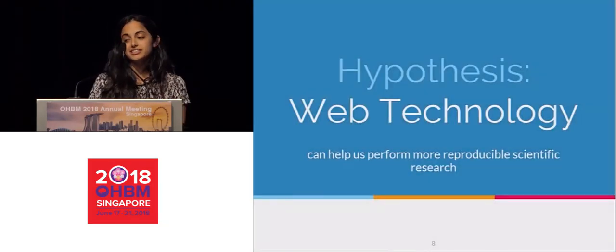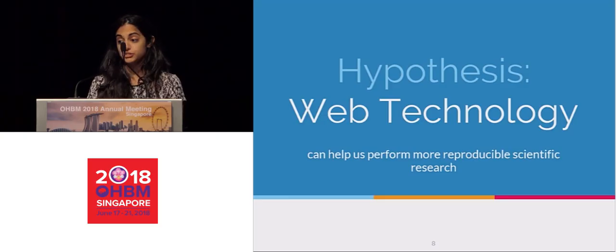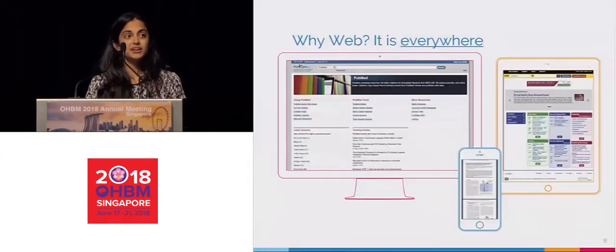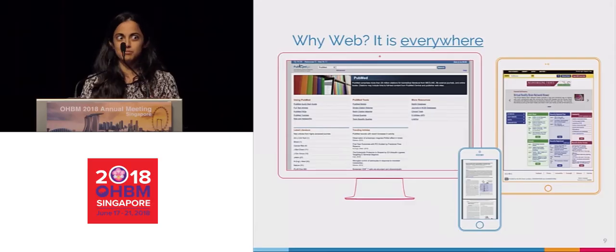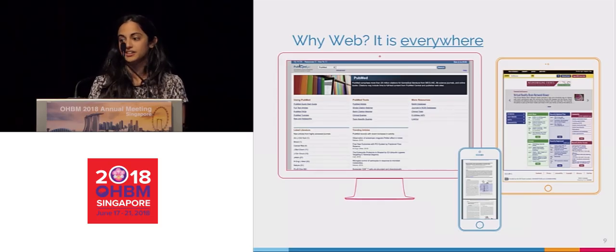So my hypothesis is that web technology can help us perform more reproducible scientific research. And why am I talking about the web? Is it because I'm a millennial obsessed with my phone? No. The web is everywhere. Science is at our fingertips. You can access PubMed on your desktop, you can access Neuroimaging tools on your iPad, and you can read a paper on your cell phone while waiting for the bus.